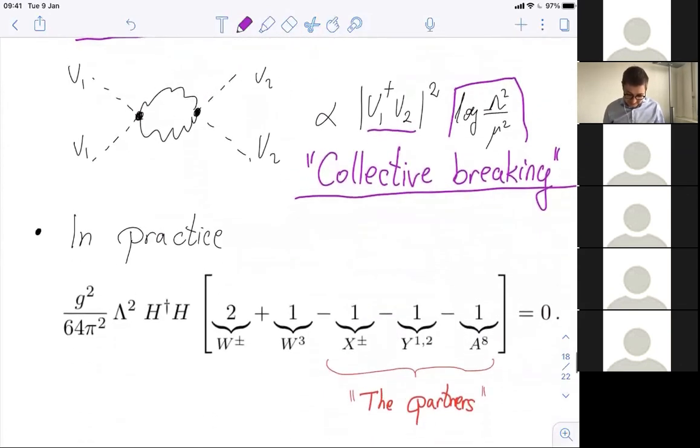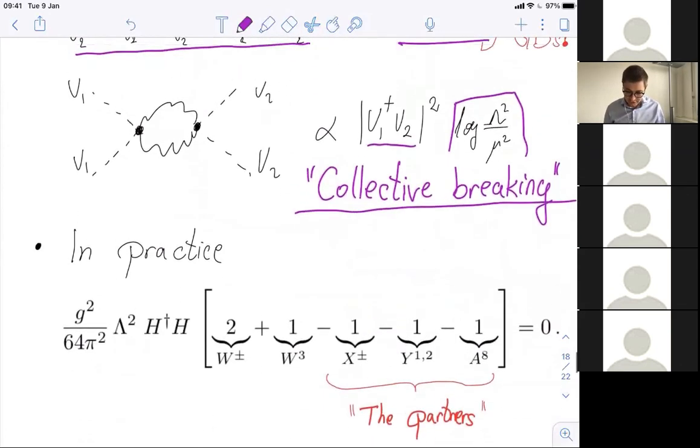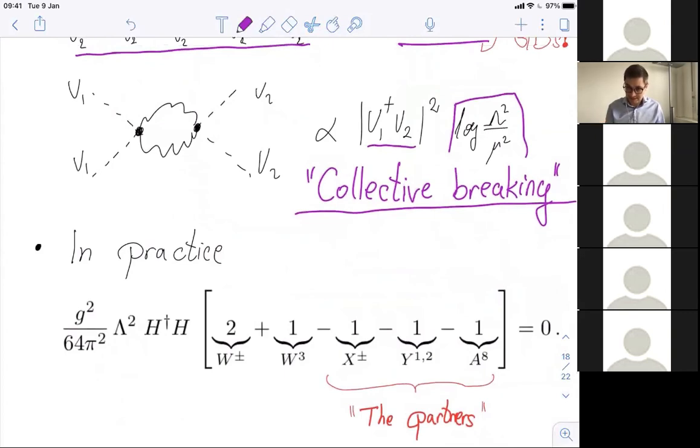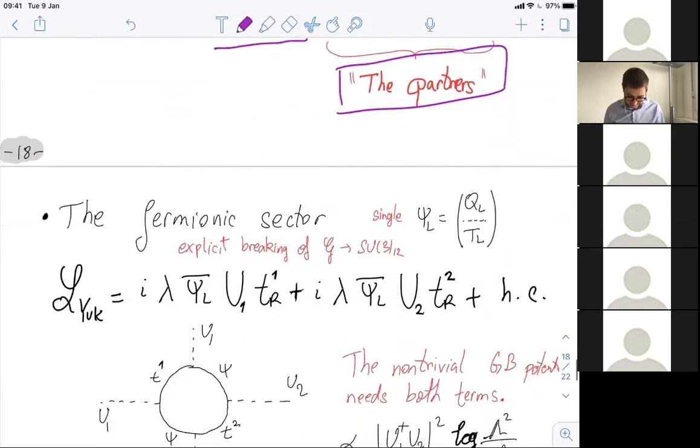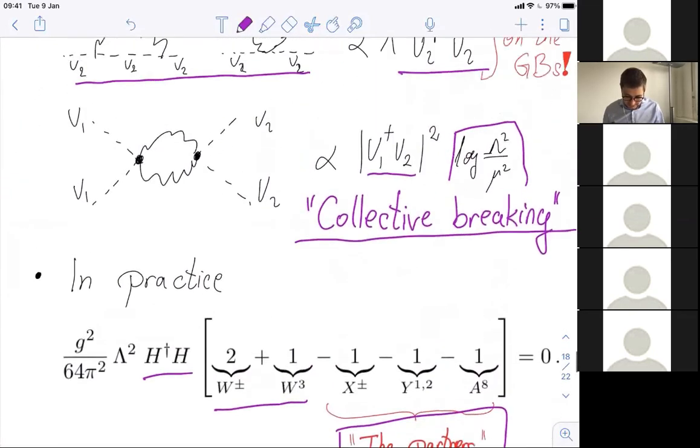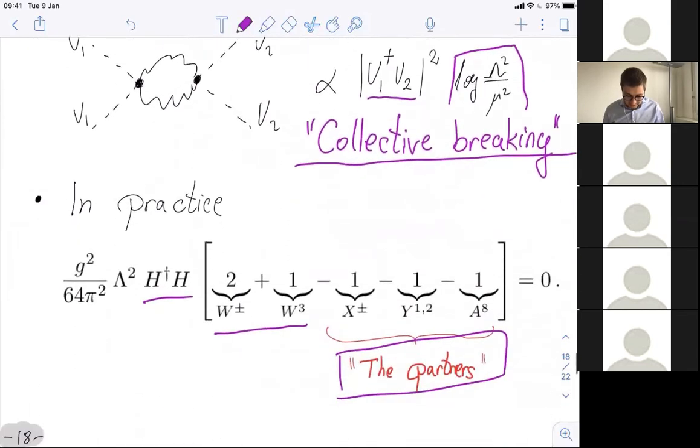What it implies in practice is that now you can expand these U's and see the individual pieces. For example, for the Higgs, what happens is that the usual contribution from the standard model W will be canceled by these gauge bosons, the quadratic correction to the mass by the partners. And this is roughly this cancellation. Okay.